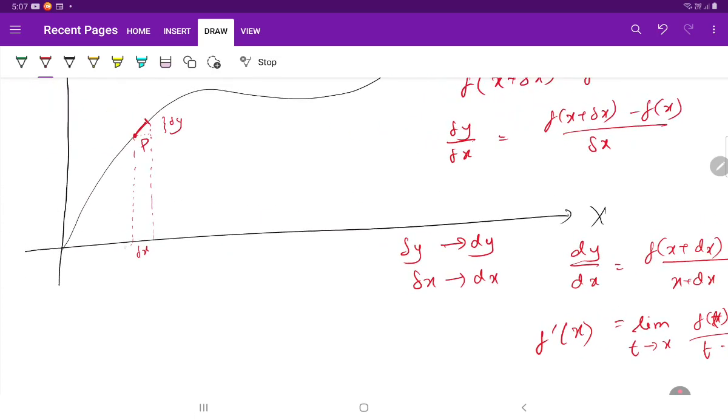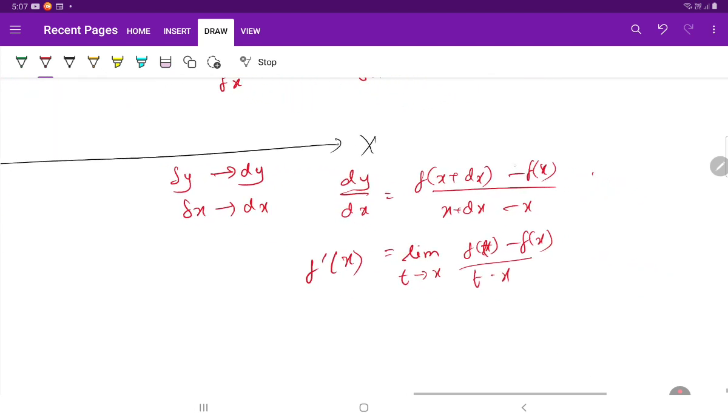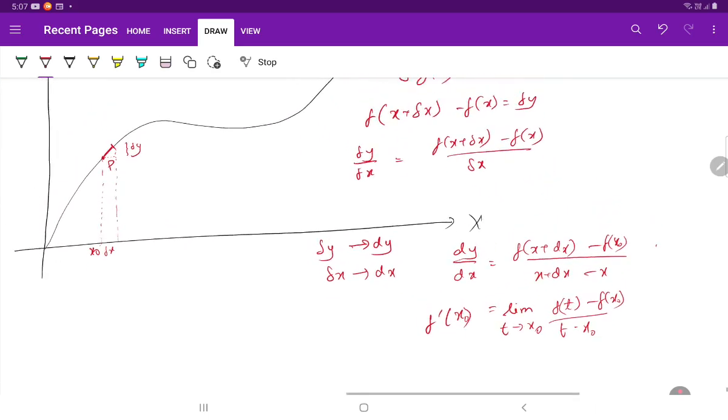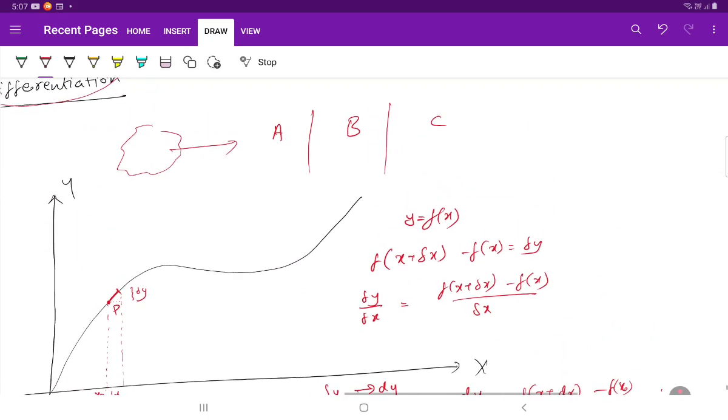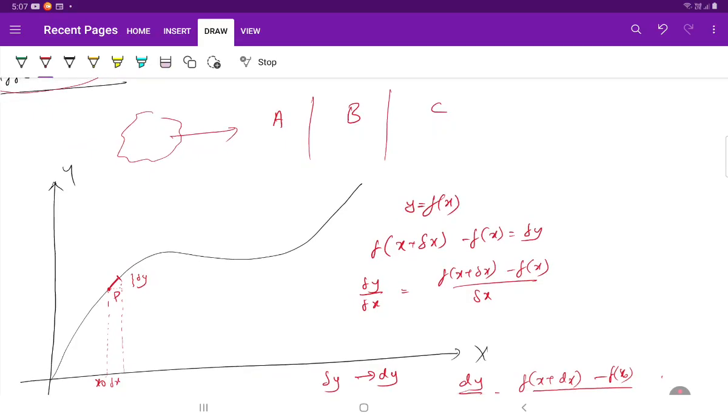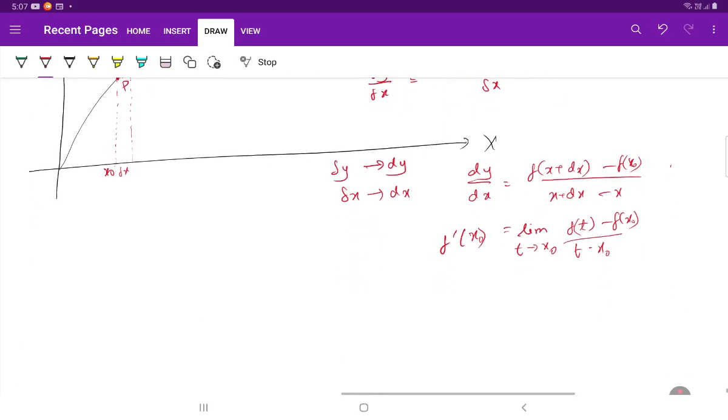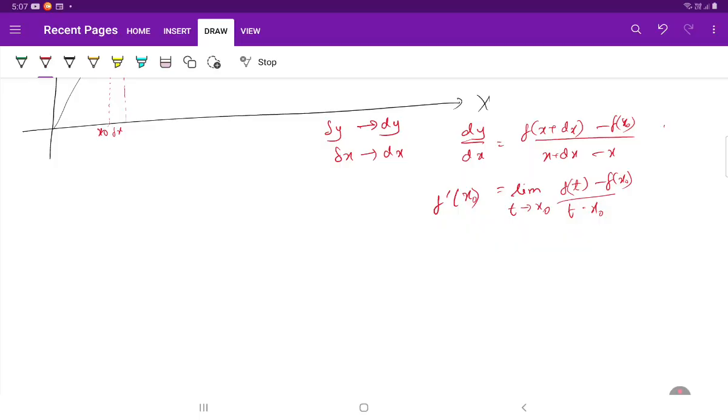Now if I represent this to be x naught, then we have to take it with respect to x naught. So the derivative of the function at x equal to x naught is basically given as limit t tends to x naught of f of t minus f of x naught by t minus x naught. So that's the result. It's a very important result, and this is the whole thing we'll be using in differentiation.